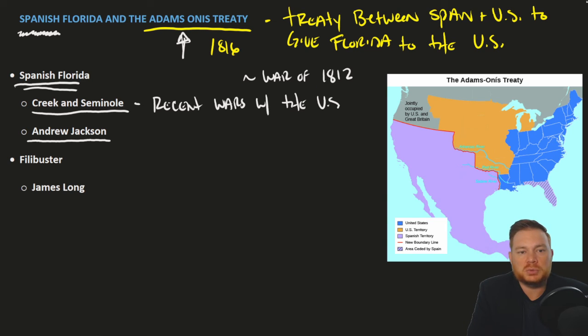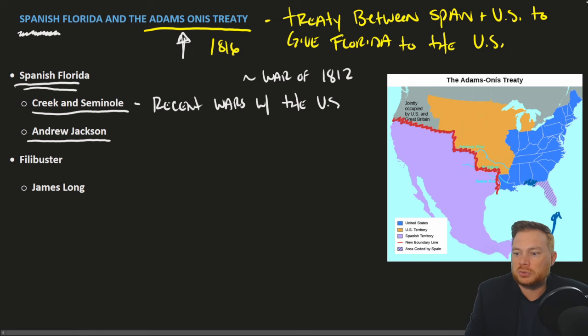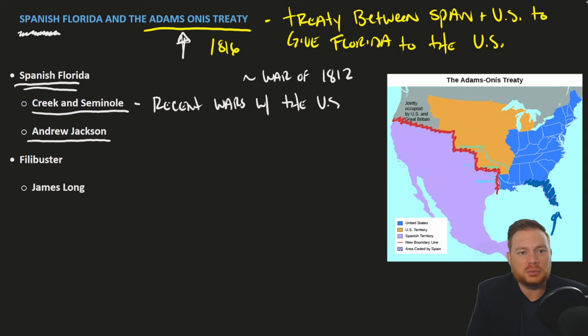It also helped to establish a border between the U.S. and Spanish possessions. You can see here, this would be the dividing line between Spain and the United States. And of course, Florida here, which had long been a Spanish territory, now we can color it in blue. This is officially American territory. So that settled some of the territorial disputes between Spain and the U.S.